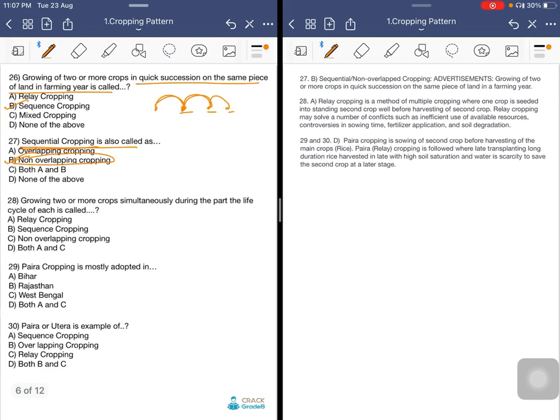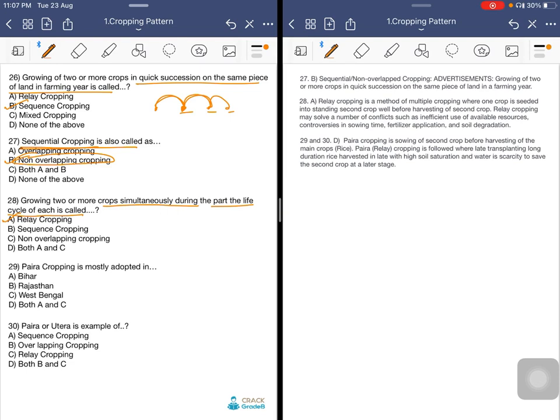Next: growing two or more crops simultaneously during part of the life cycle of each is called relay cropping. The best example is growing cereals with some pulses, because they grow simultaneously and contribute to one another.